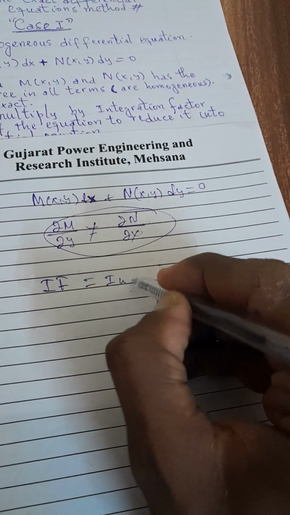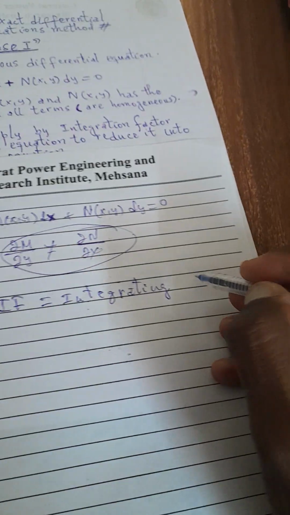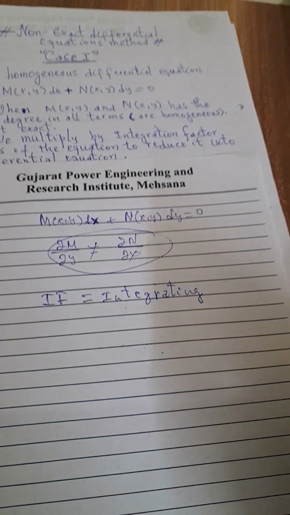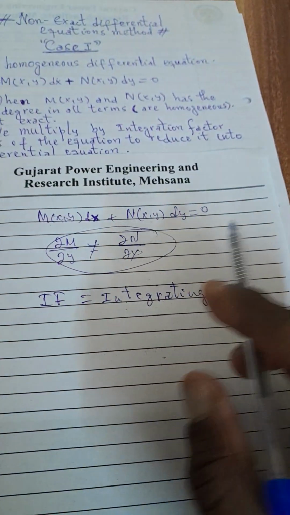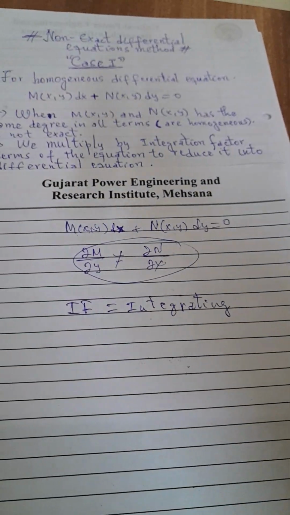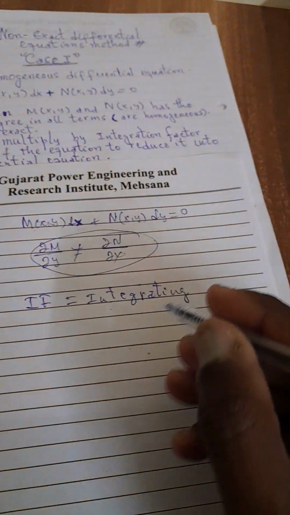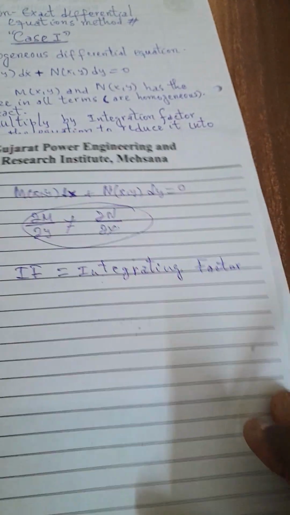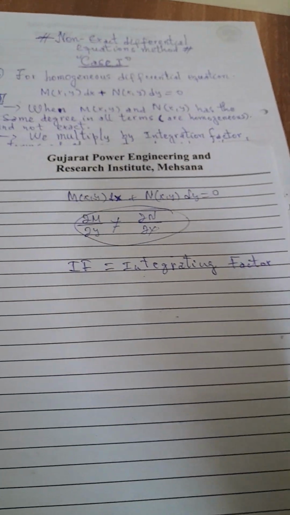This is the function that we use to multiply the non-exact differential equation, to reduce it to an exact differential equation. Then we can apply the method of the exact differential equation. This integrating factor may vary from situation to situation, and this is what we are going to see.